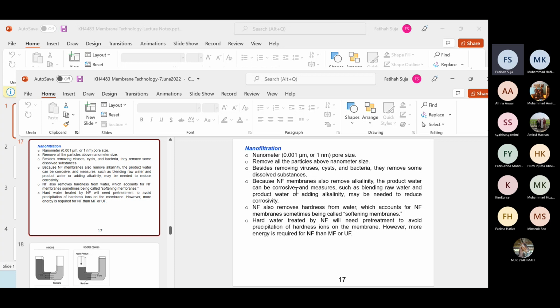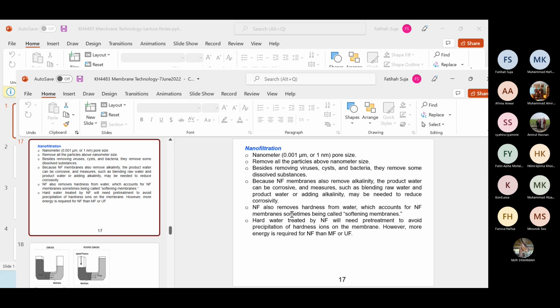Because nanofiltration membranes also remove alkalinity, the product water can be corrosive, and measures such as blending raw water and product water or adding alkalinity may be needed to reduce corrosivity. Yeah? You learned last 2 weeks about water. If they don't have any alkalinity, they become very corrosive when you learn about water hardness. So actually, it's good to remove the water hardness, but still you need to maintain some hardness. That's why when you do the chemical precipitation for softening of the water, you will still have some hardness in the water, because the water cannot be very, very soft, because it will be corrosive.